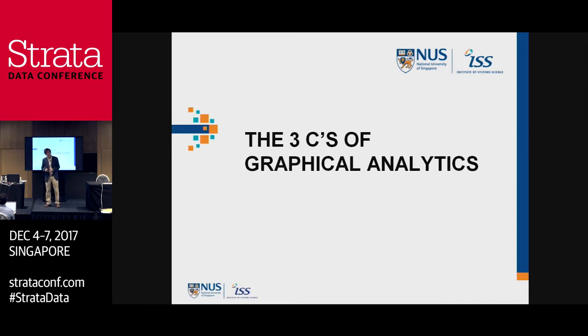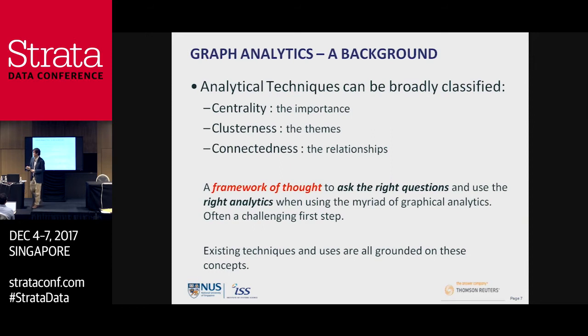Now, when I was studying graphical analytics, I was quite a newbie at the time. I was quite confused. There's a lot of tags and a lot of material on graphical analytics, and I tried to find a common theme among them. I find that it can be divided into 3 C's. What are the 3 C's here? The first C is centrality. The second one is clusterness and connectedness.